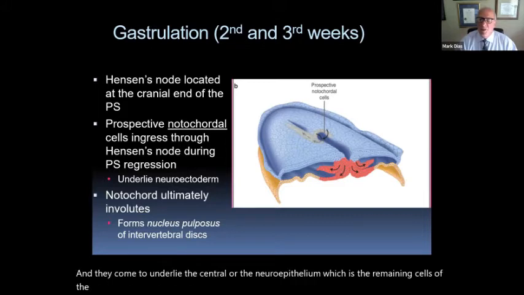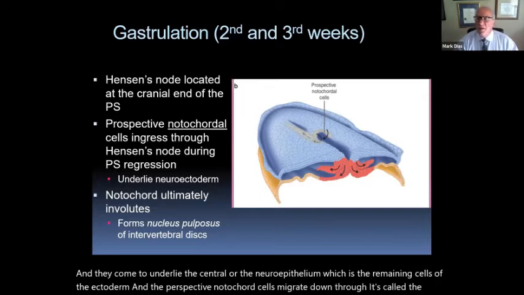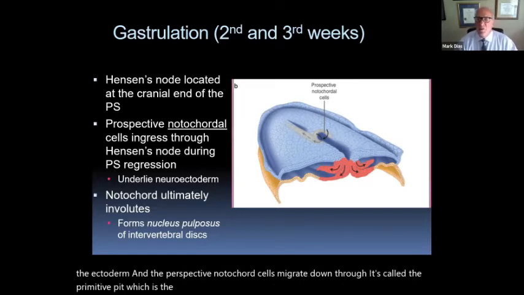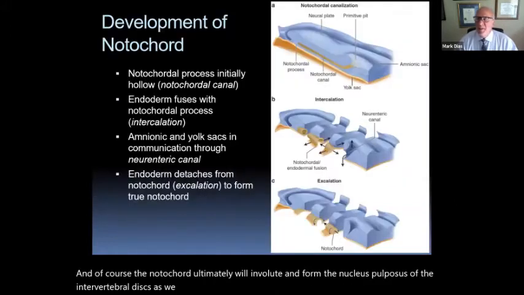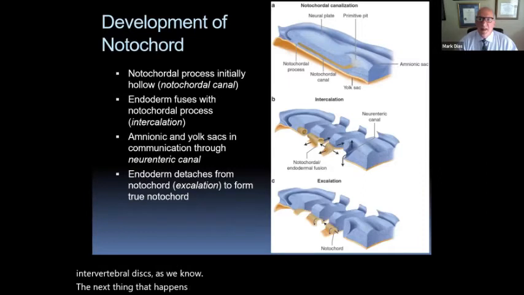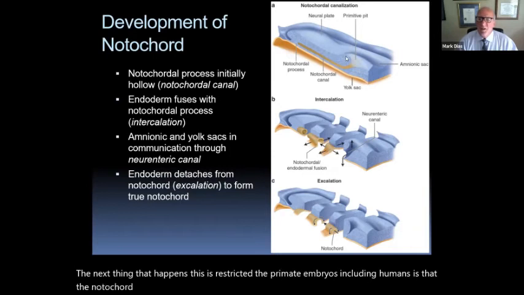And the prospective notochordal cells migrate down through what's called the primitive pit, which is the cranial extension of the primitive groove. And of course, the notochord ultimately will involute and form the nucleus pulposus of the intervertebral discs, as we know. The next thing that happens, and this is restricted to primate embryos, including humans, is that the notochordal process, which is initially formed, undergoes a strange configuration change.